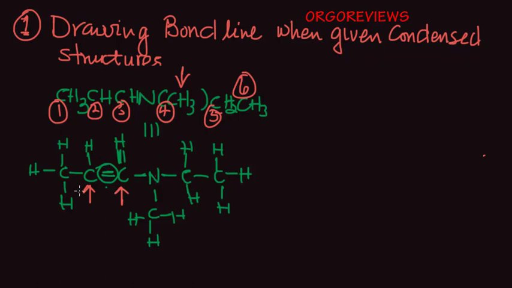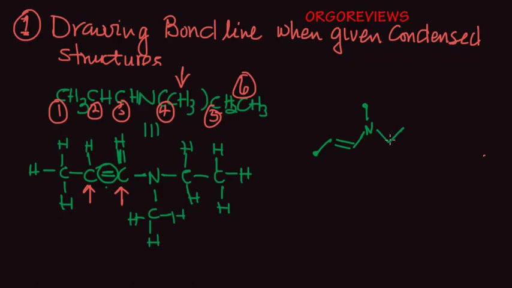Everything else looks good. So in order to draw the bond line structure, all that we need is to be able to recognize these atoms. Atom number 1 is a carbon connected to carbon number 2, which is connected to carbon number 3 by a double bond. And this double bond is connected to nitrogen, which has a methyl group. And this is connected to a CH2 group and then a CH3 group.